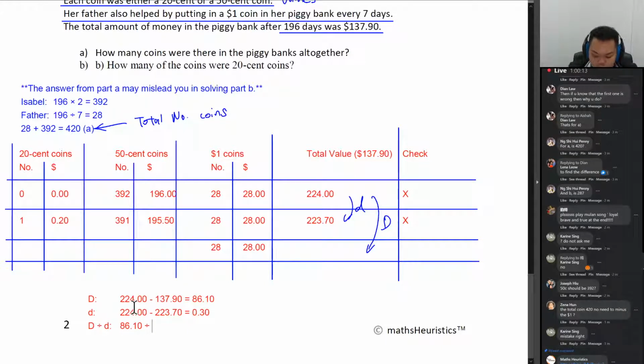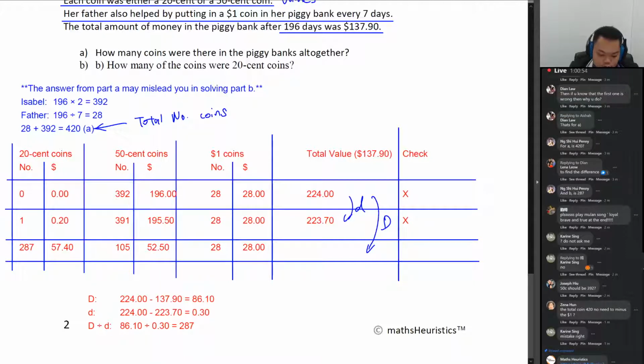Okay, that will give you 287. So long story short, you will end up with, yeah, sorry about that. Zena, you're correct. Sorry about that. 287 times 0.2, that will give you 57.40. Then over here you have 392 minus 287, 105 times 0.5.